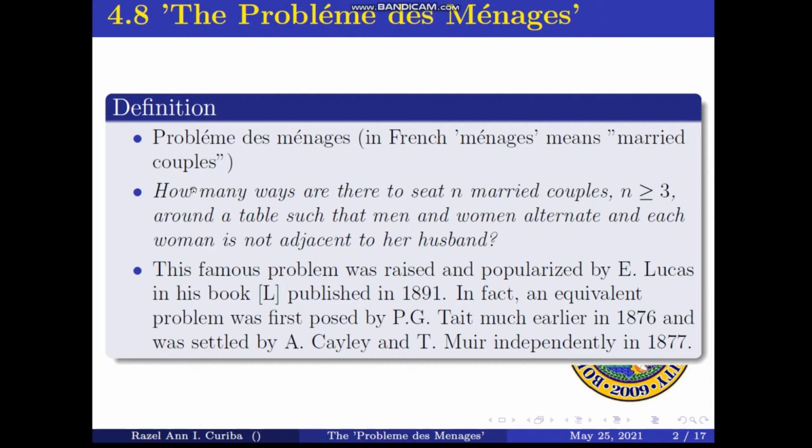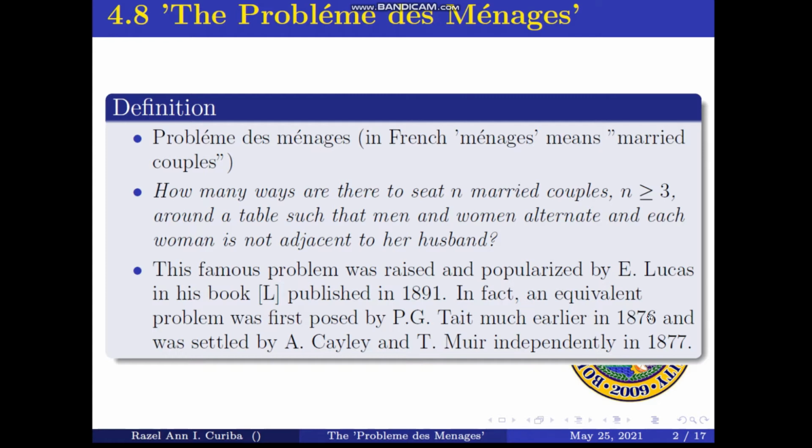It asks: how many ways are there to seat n married couples, where n is greater than or equal to 3, around a table such that men and women alternate and each woman is not adjacent to her husband, or nobody sits next to his or her partner. This famous problem was raised and popularized by Edward Lucas in his book published in 1891.